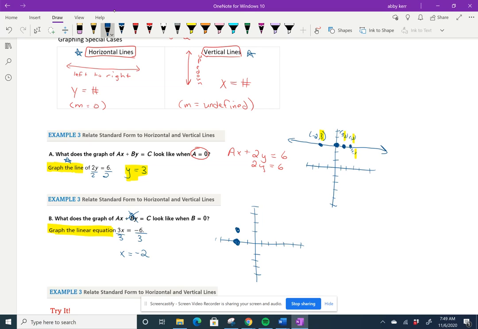I can go up, that's negative 2 comma 1, I can go down. That's negative 2 comma negative 1. And the first point that we plotted was negative 2 comma 0. Notice what they have in common. Negative 2, negative 2, negative 2. Every single point that's on top of each other is going to have the same x value. That's why it's creating a vertical line.